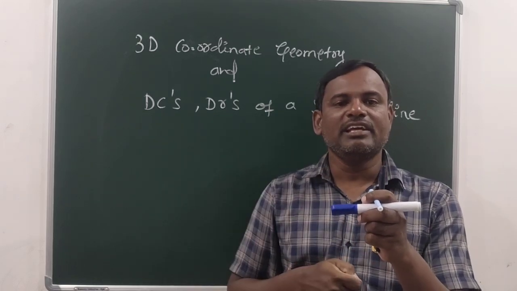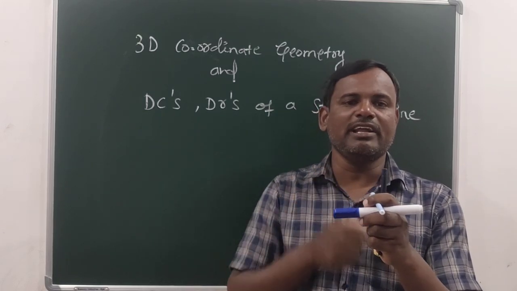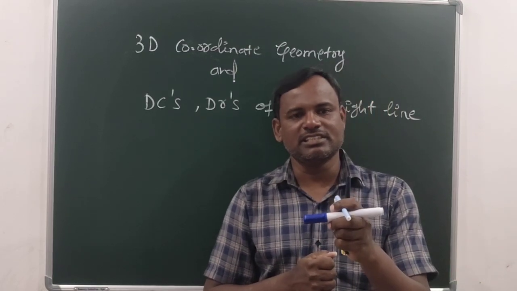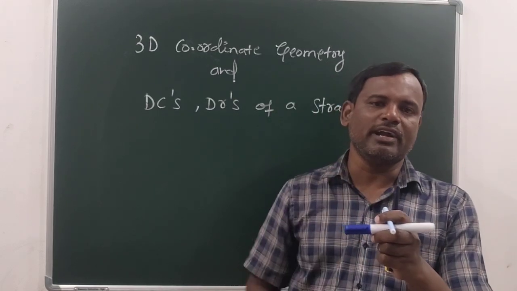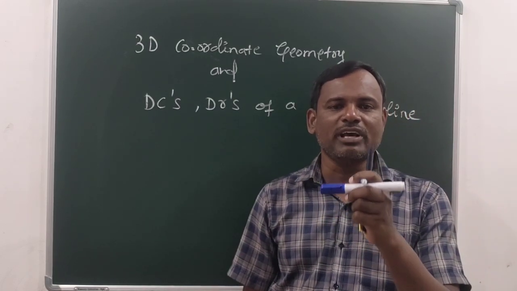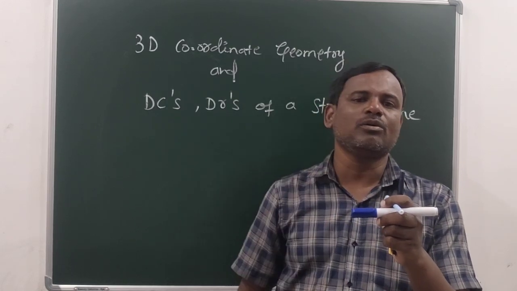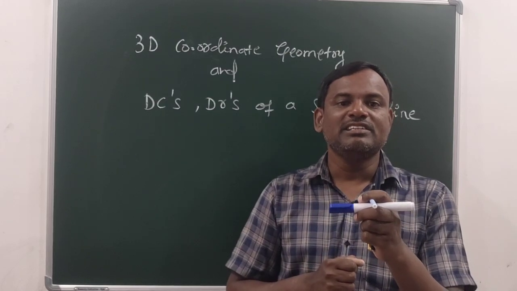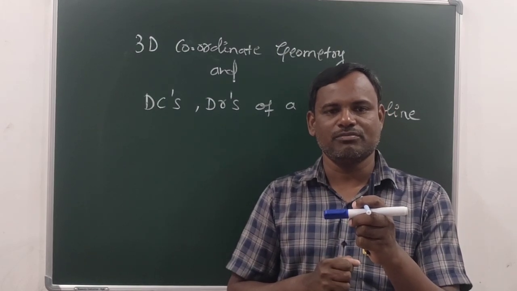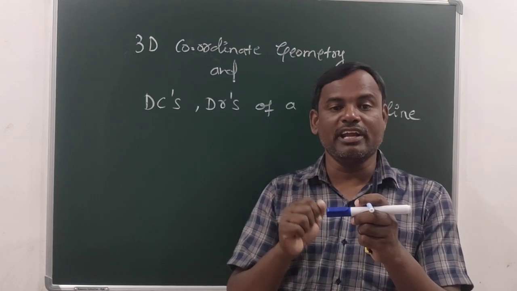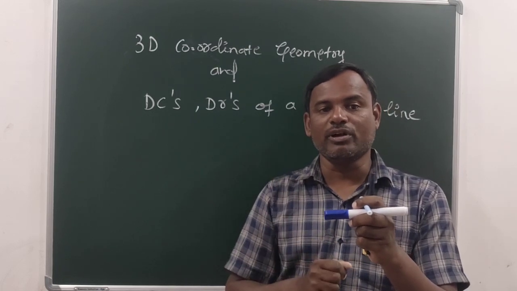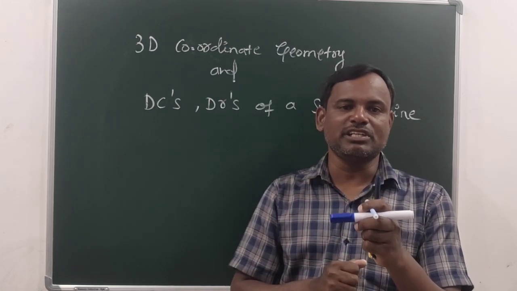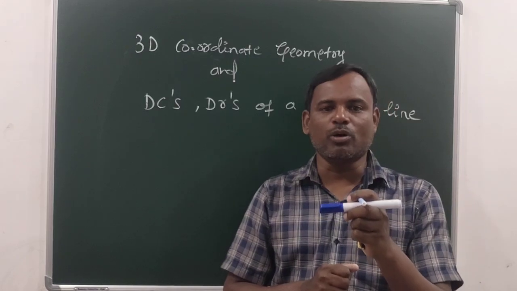This real number line is said to be the x-axis. This real number line is said to be the y-axis. This real number line is said to be the z-axis. These three are concurrent at one point. That point of concurrency is known as the origin, which is denoted by the letter O. This complete system is known as the 3D rectangular coordinate system. You know the 2D rectangular coordinate system. But here one axis is extra, the z-axis.